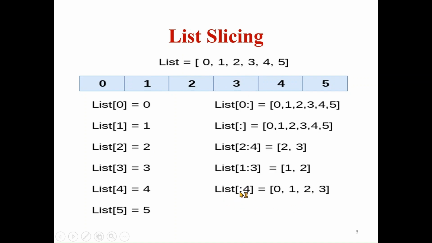Now in this list, I don't give any starting index, but I give an ending index. So this is index 0, index 1, index 2, index 3, index 4. Now when I write 4 as the ending index, only till 3 is considered. So your output will be 0, 1, 2, and 3. Okay, so everything has been working with the index numbers.